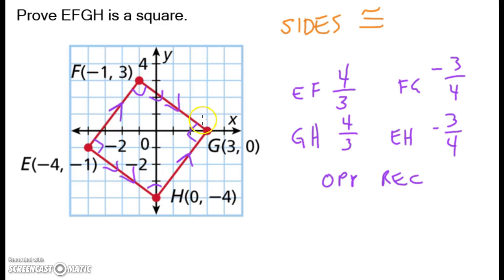And because all of our sides are equal, that we proved with a squared plus b squared equals c squared, and all of our corners are 90-degree angles, which we proved with the slopes, we can now say that EFGH is a square.